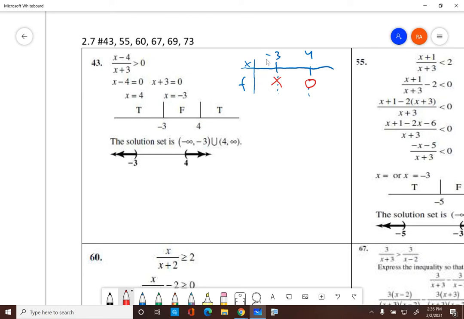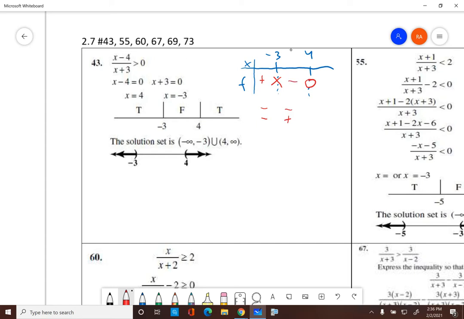So I'm going to check a number to the left of -3, like -100. That would make numerator negative, denominator negative. And if I took a negative and divided by another negative number, I'm going to get a positive. If I check a number between -3 and 4, like 0, that would make the numerator negative and denominator positive. A negative divided by a positive is a negative.